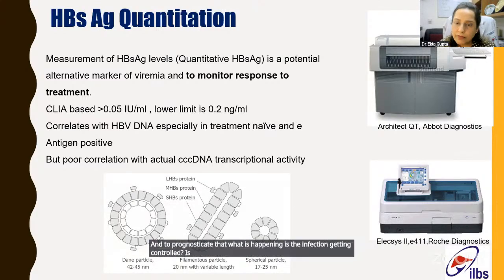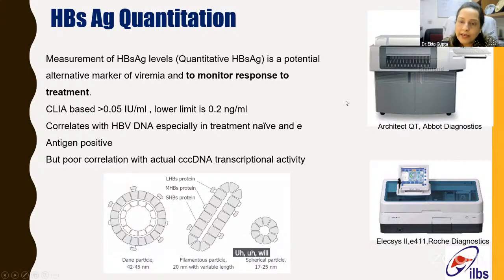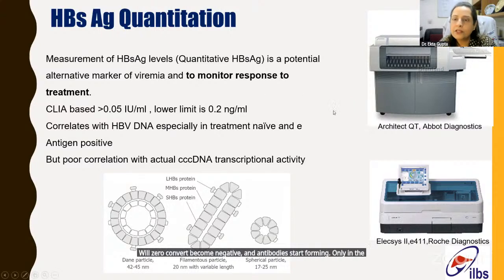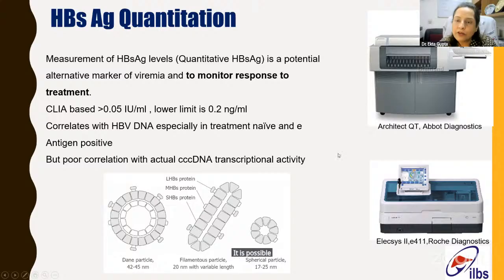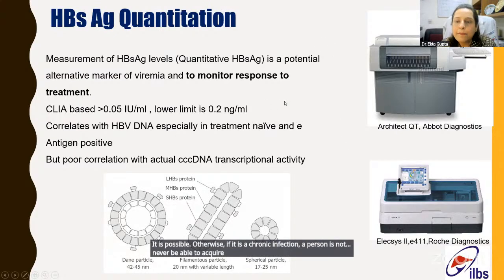As I showed you, it is very, very rare that HBsAg on its own in an infected person will seroconvert, become negative, and antibody starts forming. Only in acute infections it is possible. Otherwise, if it is a chronic infection, a person will never be able to acquire immunity. It may persist lifelong. So by doing HBsAg, you can quantitate HBsAg and you can see its fall or rise in a patient to prognosticate.